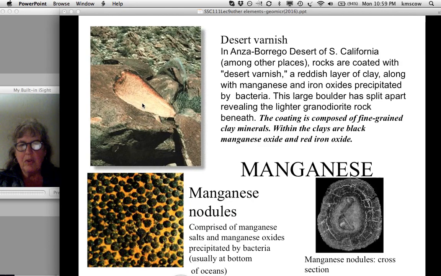So you can see this broken rock revealing this coating. This coating is of black manganese oxide that is produced in part by biofilms of bacteria that are living on the rocks and oxidizing that manganese. Manganese nodules are another geologic formation that's made up of manganese salts and oxides that are also precipitated by bacteria, often at the bottoms of oceans, but then you see them in soils sometimes.